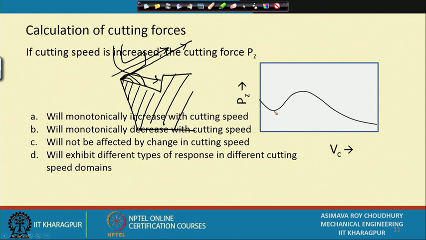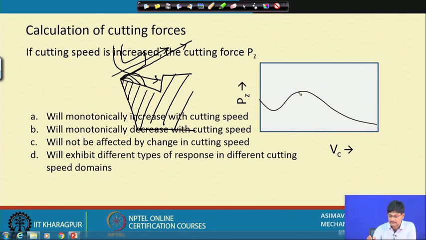So, as the built up edge goes on getting established, in the medium level speed, the cutting force rises and reaches a maximum. But after that, with the onset of higher speeds, the built up edge becomes unstable and it gradually collapses. So, we again have a reduction of the forces.